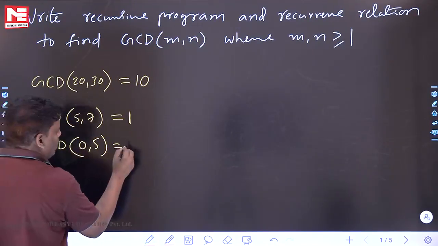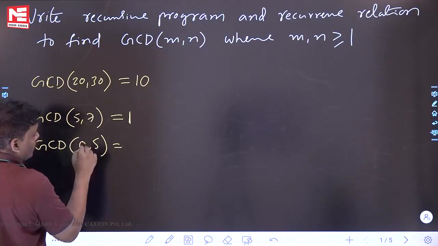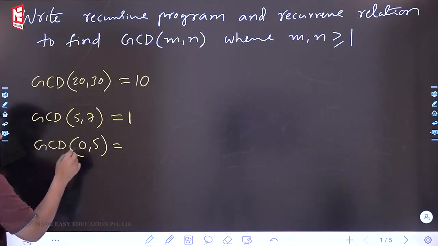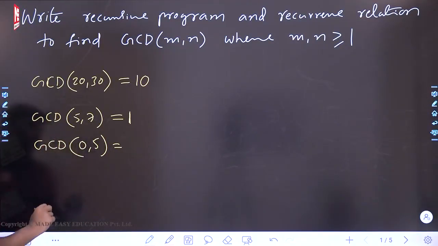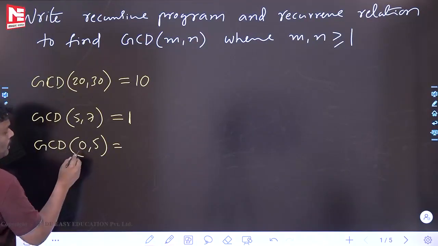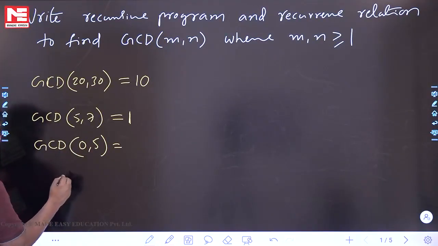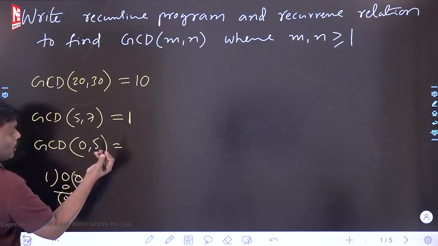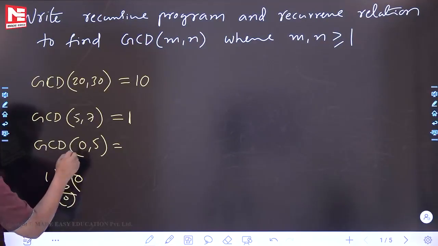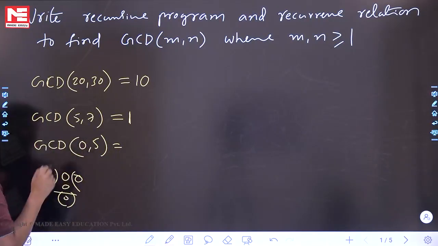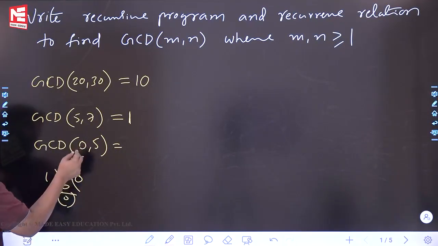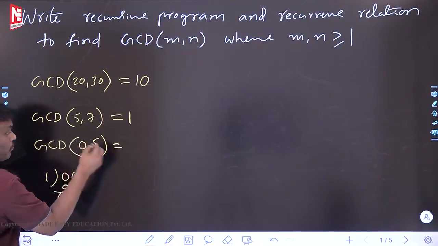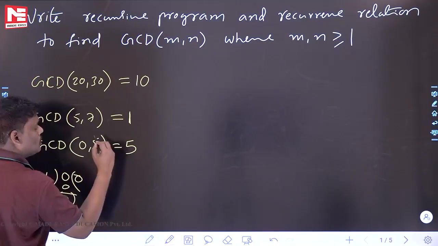GCD of 0 comma 5. Can you help me now? What is the greatest number that can divide both? Let me check here. Is 1 dividing 0 or not? If you want, you can check. Yes, 1 divides 0. 1 divides 5 also. Next one, what about 2? 2 divides 0 but not 5. Like that, 5 divides 0, and 5 divides 5 also. The greatest number which can divide both is 5.